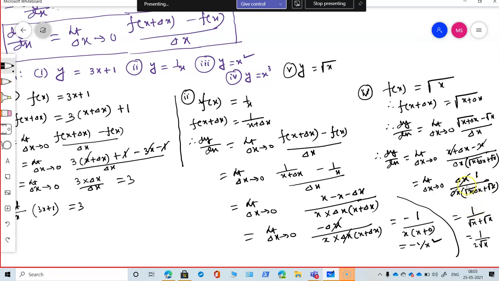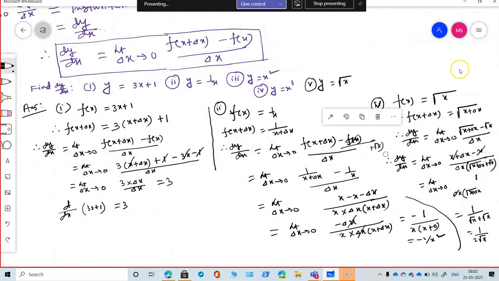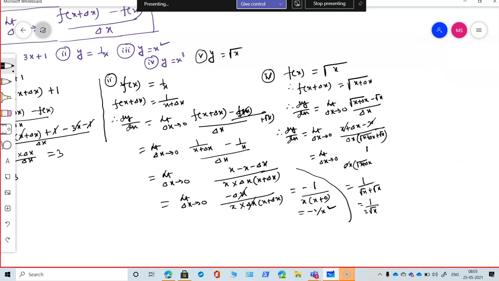And one can write derivative of, therefore, d/dx of root x is going to be 1 by 2 root x. Here the calculation was there. There was my mistake, it is shifted here. It will go there.